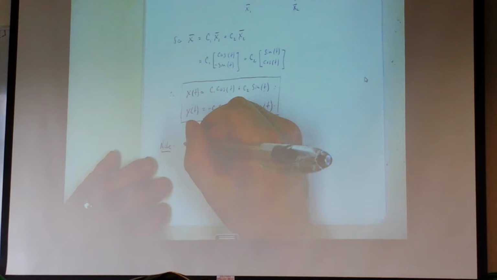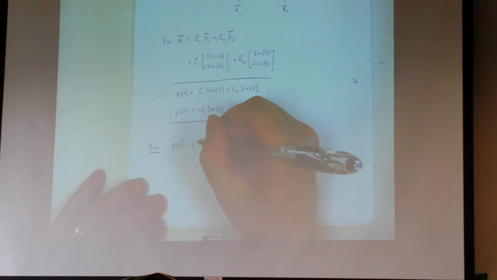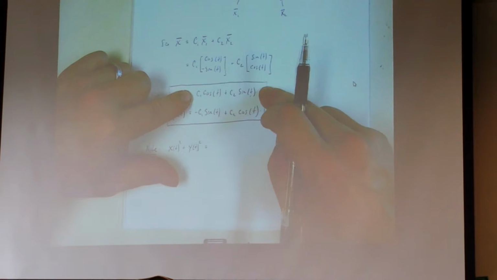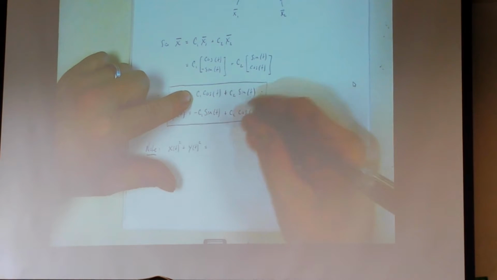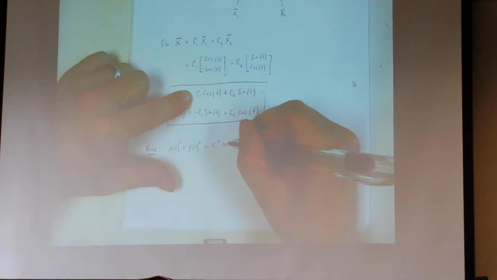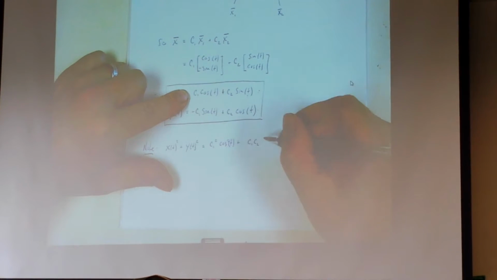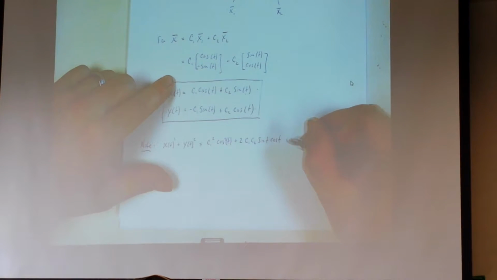I'm going to note, since we did that board work up there, x of t squared plus y of t squared. I'm going to square both of these. X squared would be, if you imagine foiling this beast out, c1 squared cosine squared t plus the middle term would be c1 c2 sine t cosine t, and I'd have two of them. And my last term in that FOIL would be c2 squared sine squared t.